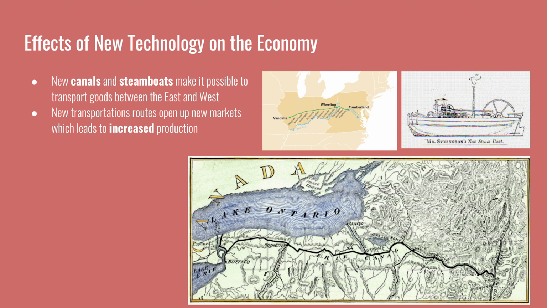The increased ability to transport goods leads to increased production. Commercial farms in the West are going to be able to produce more food that will be bought by people in the East. The people in the East are going to produce more goods in their factories, and those are going to be bought by people in the West.